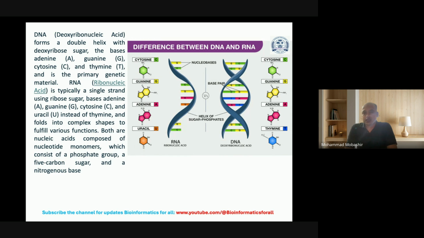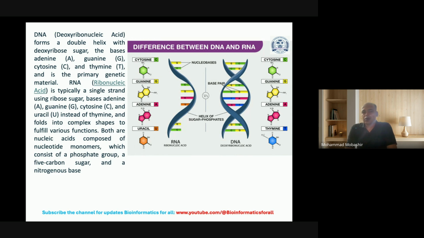Both are nucleic acids composed of nucleotide monomers, which consist of a phosphate group, a 5 carbon sugar, and a nitrogenous base. The same thing could be seen in terms of structure here as I have presented. That is cytosine, guanine, adenine, uracil for RNA, and in case of DNA, adenine, guanine, cytosine, and thymine are present. So here you can see on the left side that is RNA, which is single strand, and then the right side that is DNA, which is double strand.